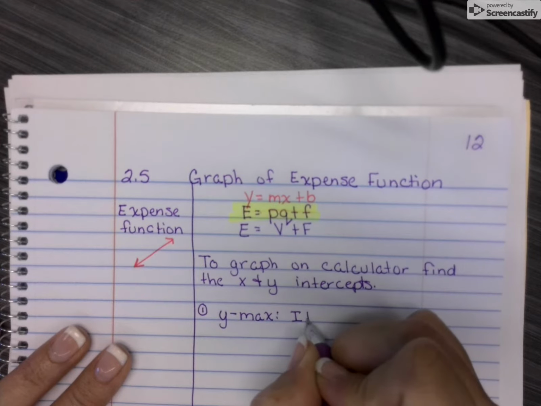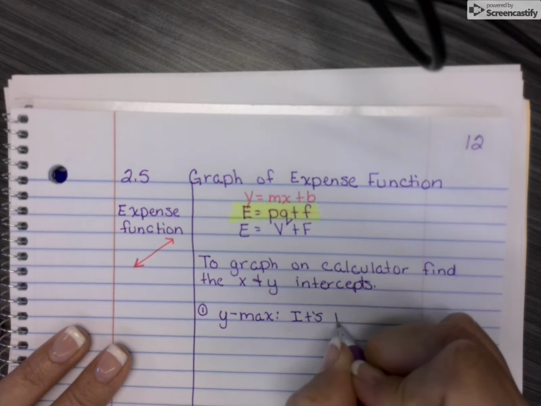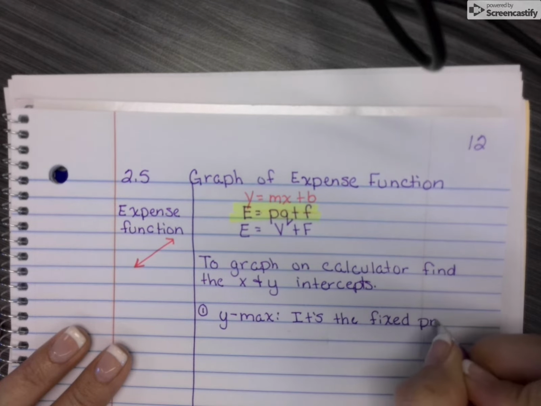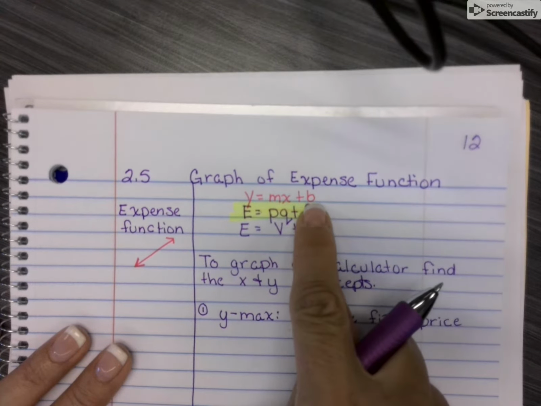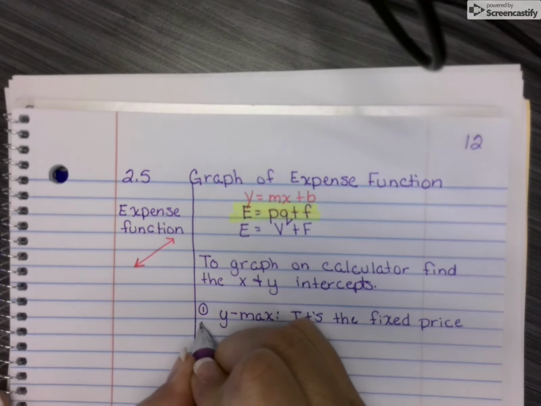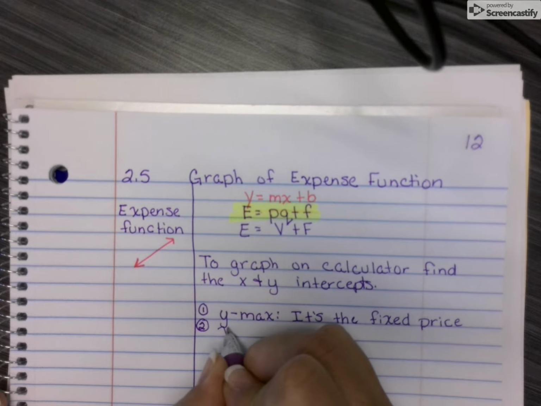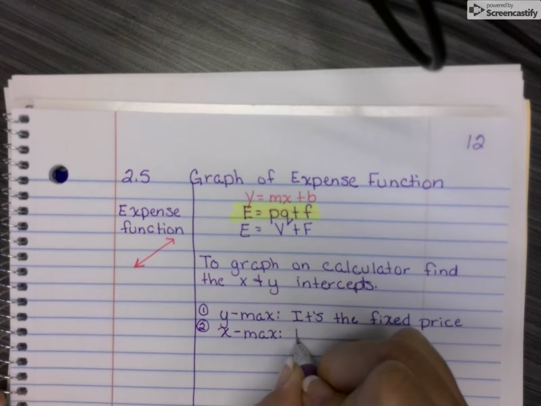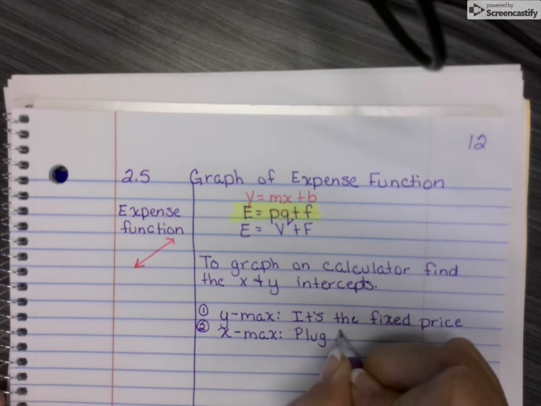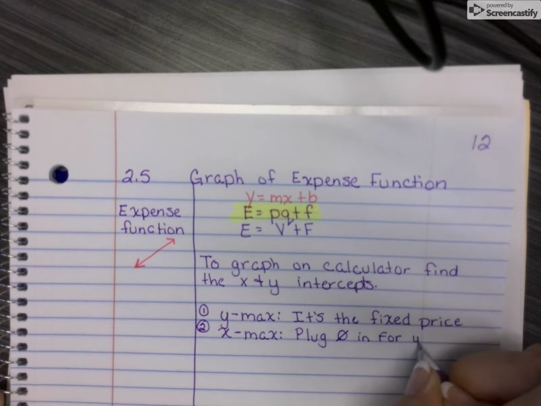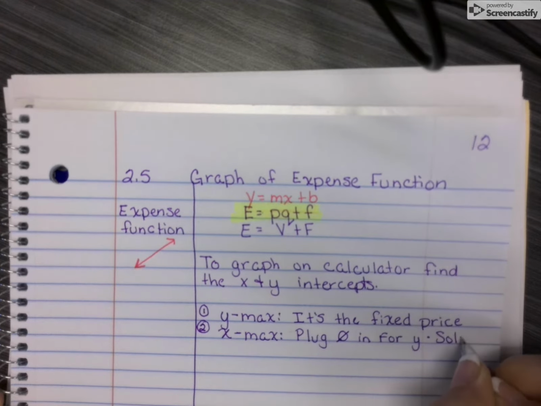So like we did previously on our worksheet, to find the Y maximum, super simple, it's the fixed price. It's B. It's the F. It's the number by itself. So it's the fixed price. And for the second one, to find the X maximum, we're going to plug 0 in for Y, like we did earlier, and then solve.